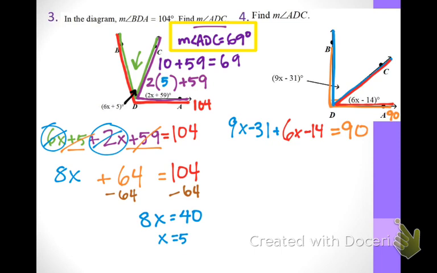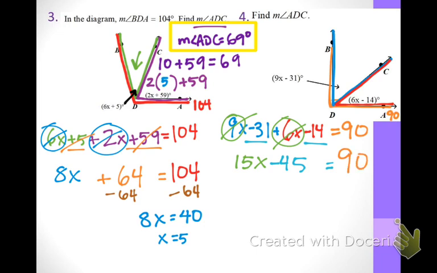From here, we just use our algebra. We have 6x and 9x, which makes 15x. We have minus 31 minus 14, which is negative 45. Good. And that equals 90. My next step, add 45 to both sides. What is 90 plus 45?